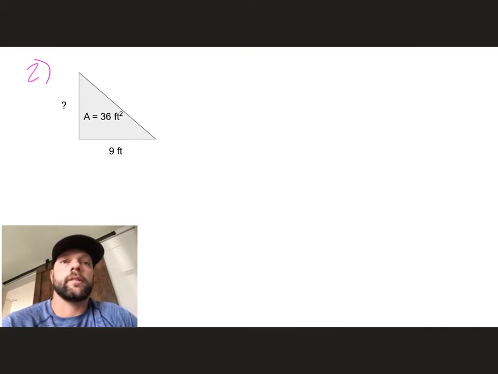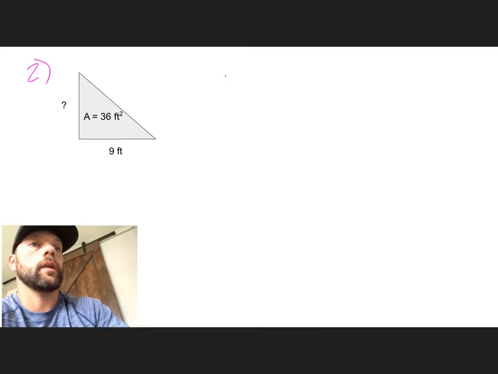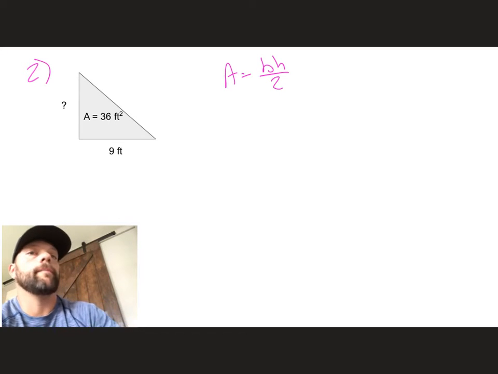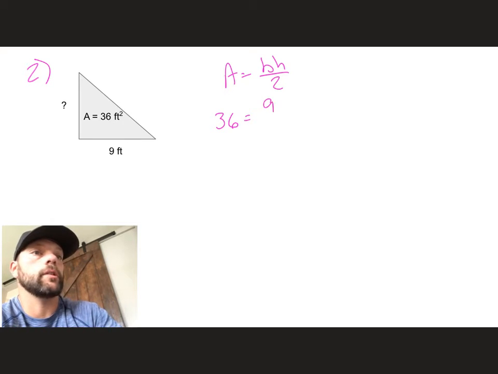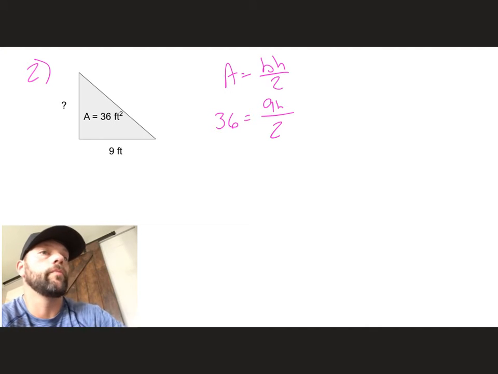All right, here's our second example. I have the area is 36 feet squared, and then I have a base of 9 feet. So again, as I write out my formula, base times height divided by 2, I put in my information that I know. So 36 is going to equal my base, which is 9, my height, and divided by 2.